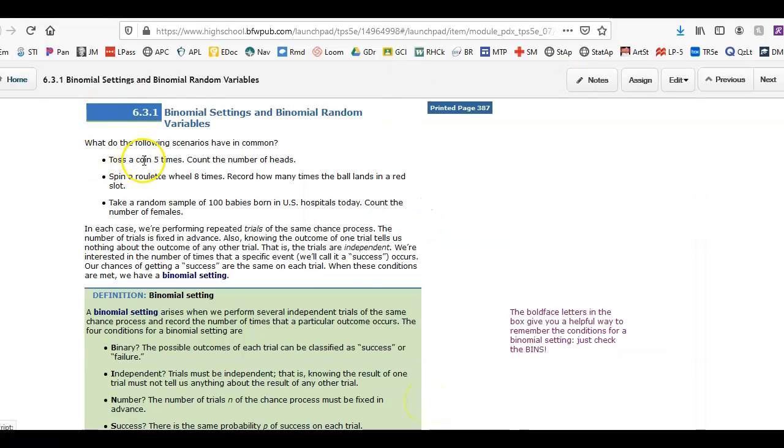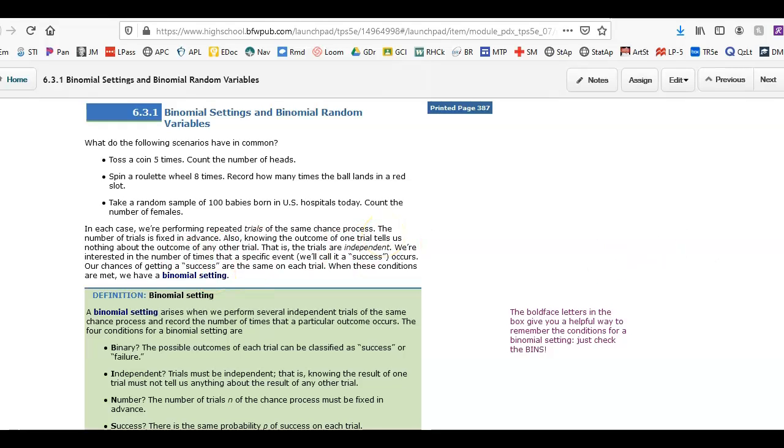Okay, so toss a coin 5 times, count the number of heads. Spin a roulette wheel 8 times. Take a random sample of 100, count the number of females. Record how many times the ball lands on red. This is all a fixed number of trials. So it's just the same process 5 times, 8 times, 100 times. The trials are independent, so we call this a binomial setting.